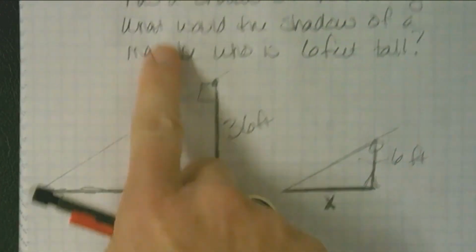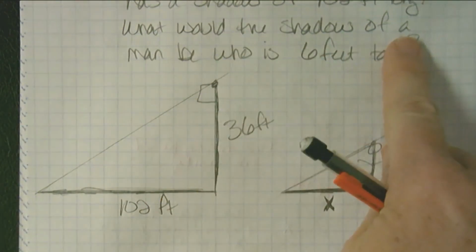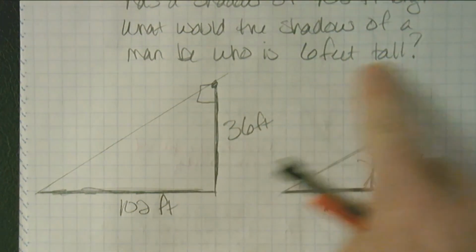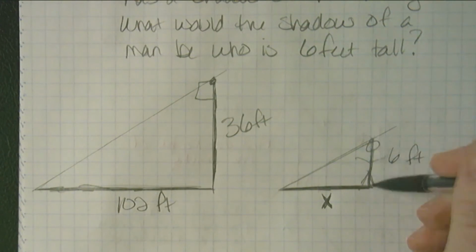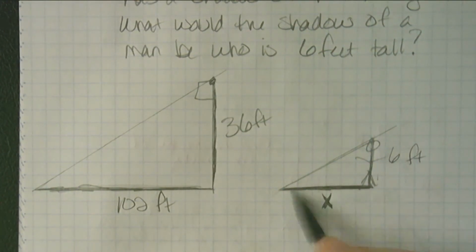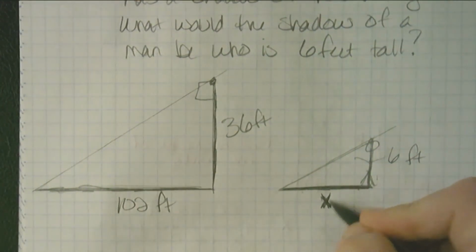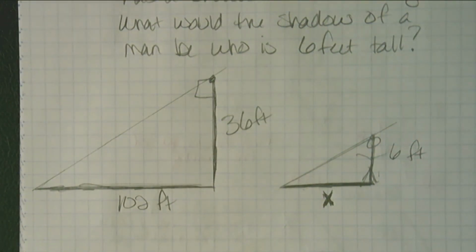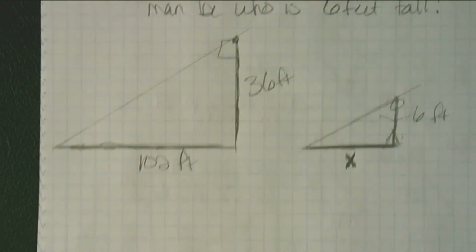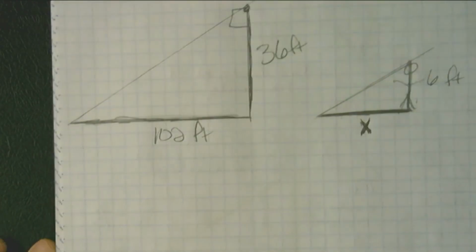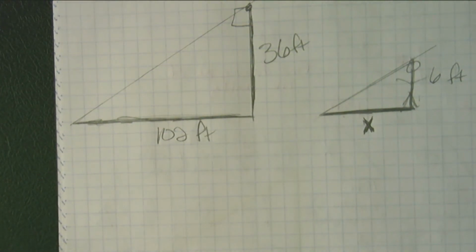So it says, what would the shadow of a man be who is 6 feet tall? Here is the 6 foot tall guy. Here is the shadow. I don't know the shadow's length. So here is a picture of what is being described. Questions on this picture? All right. Somebody write my proportion for me. Come on. All of you should be able to do this. Someone write a proportion for me on this. Ryan.